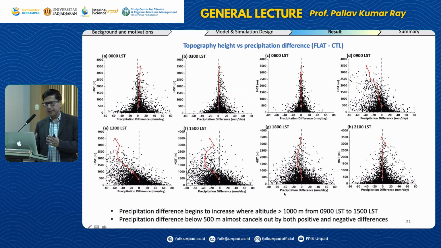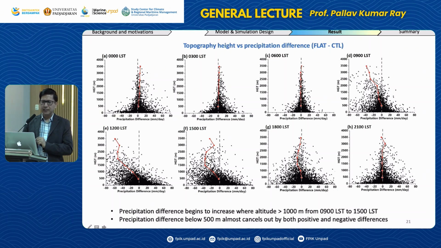So this is a really interesting way of looking into the impact of topography. What you are seeing here is at 00 local time, so it's 12 a.m., then 3 a.m., 6 a.m., 9 a.m., 12 p.m., 15, 18, and 21. So it's a 3-hour interval over a 30-day period. These dots represent the difference between the simulation without topography and with topography, and the red line is an average of all the black dots.